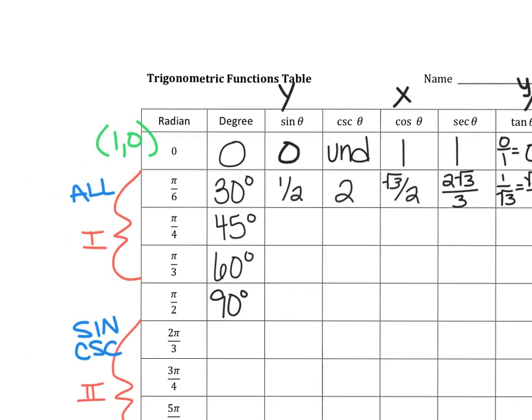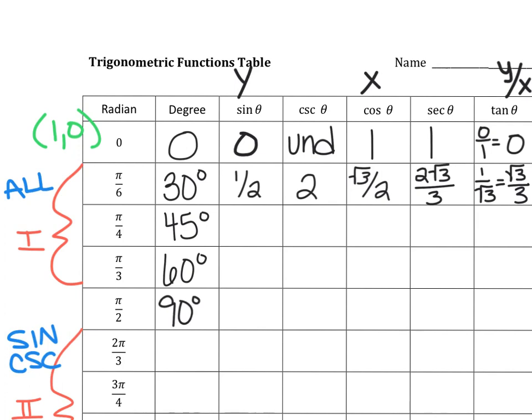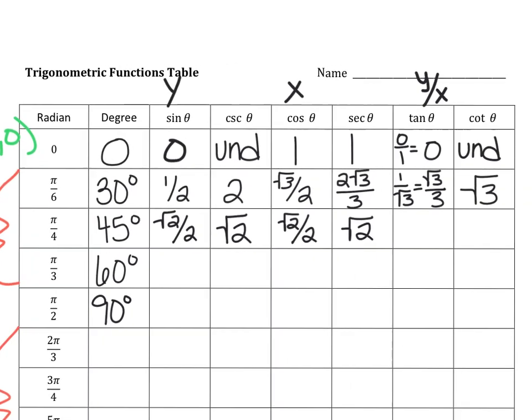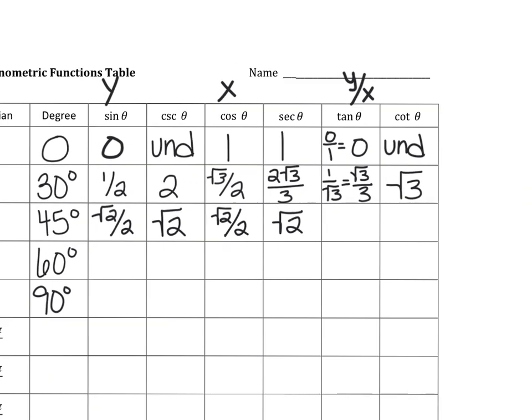Pi over 4, sine and cosine have the same value, square root of 2 over 2. The reciprocal of that value is the square root of 2. Tangent is y over x. Well, square root of 2 over 2 divided by square root of 2 over 2 is 1. The reciprocal of 1 is 1.